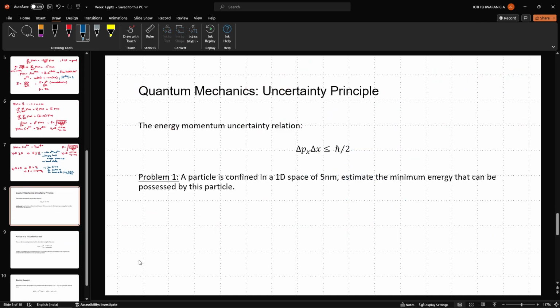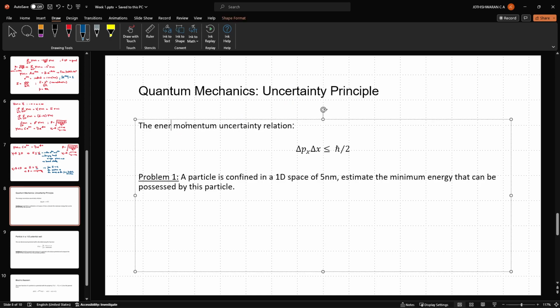So we'll move on to the next topic, which is the uncertainty principle. Oh, did I write energy momentum? Let me correct that right away. It is not energy momentum, it is position momentum. So the position momentum uncertainty relation is given by this relation.